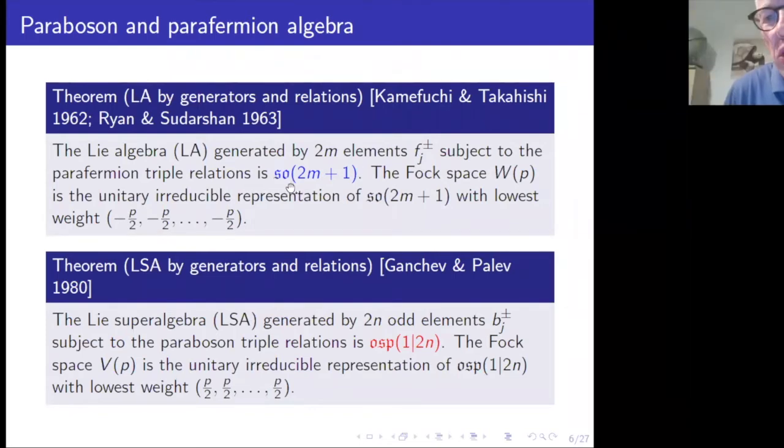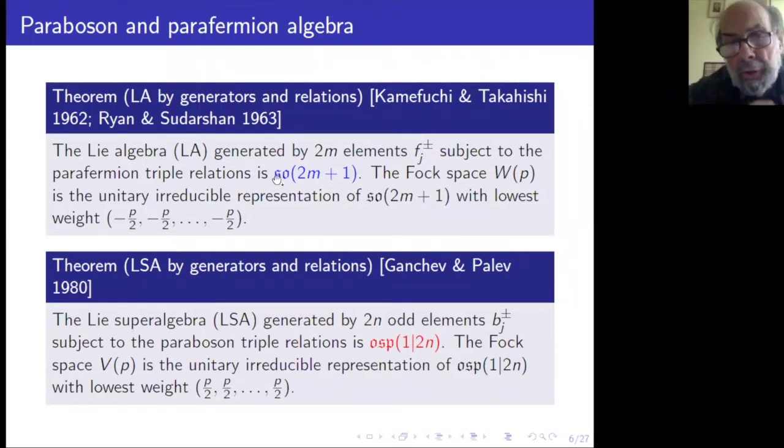For the triple relations that are defined as they are for parabosons and parafermions, it's SO(2m+1) and OSP(1|2n), that's it. But for other Lie algebras and also even Lie superalgebras, you can also give a set of generators with particular triple relations that define your simple Lie algebra or simple Lie superalgebra. That has also been done, but they become a bit more complicated. And these other triple relations for Lie algebras or Lie superalgebras, I don't think they have ever been used in any physical context, but it has been done.